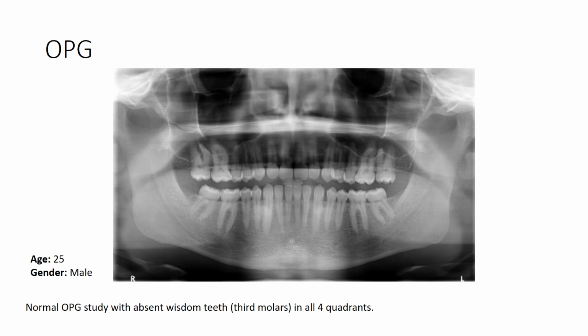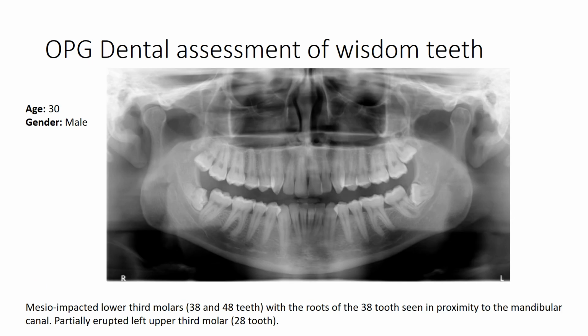When you find something abnormal, now in this one, the report says mesio-impacted lower third molars, the 3/8 and the 4/8, with the root of 3/8 seen in proximity to the mandibular canal, as we can see. Partially erupted left upper third molar. So the 2/8 is partially erupted here.